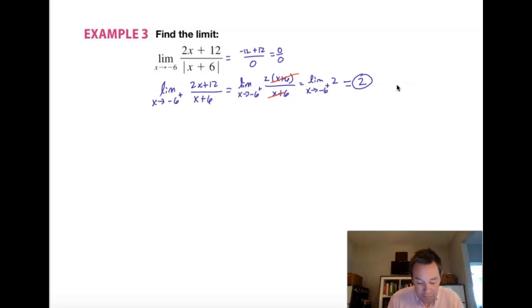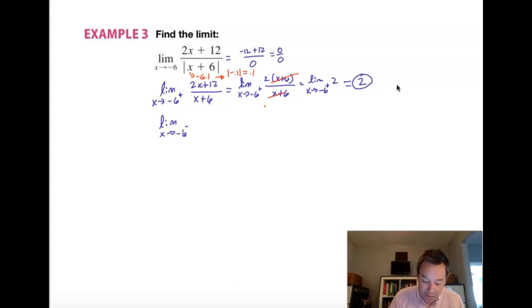All right, now let's talk about what's going on from the left. As x approaches -6 from the left, well, now if I plug in values of x that are approaching -6 but to the left of -6, that's like -6.1. So notice if I were to plug that in for x, I would have absolute value of -0.1, and now the absolute value is doing some heavy lifting. It's going to take off that negative, and it's going to return positive 0.1, right?